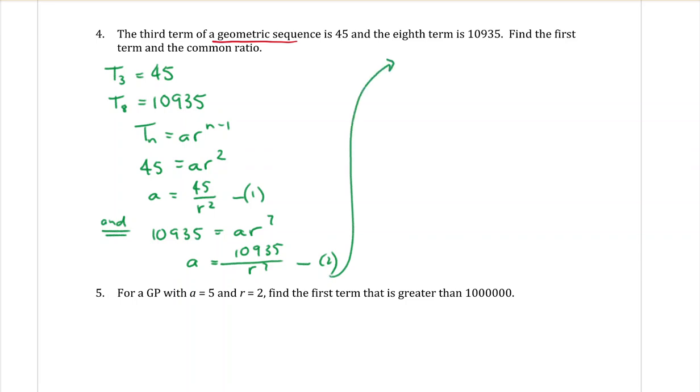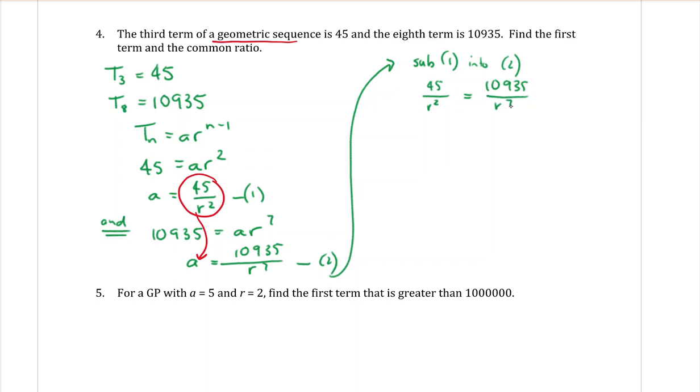We are now going to substitute equation 1 into equation 2. So I'll use my red pen to show you how that works. The 45 over r squared is going to replace the A in that second equation. So that will be 45 over r squared equals 10935 over r to the power of 7.